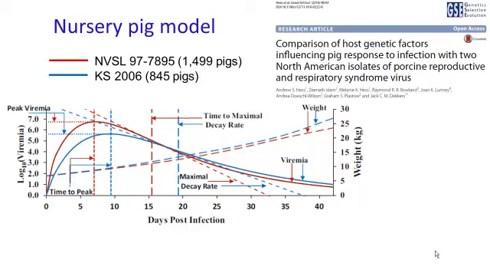NVSL comes up very rapidly to a high level in the blood, and then decays fairly rapidly. KS06 is a virus which is what we call a little more persistent. It's a virus that kind of percolates. The viremic levels are lower. So we have these two different viruses that we put in these studies.